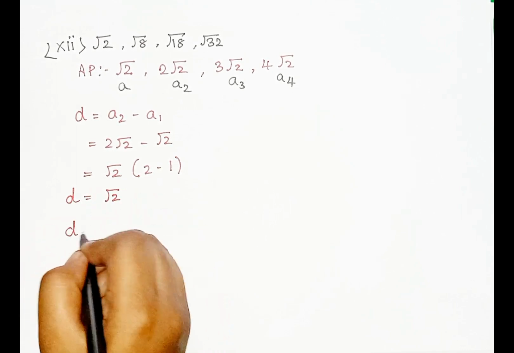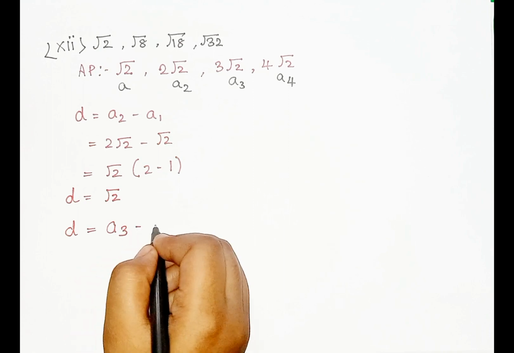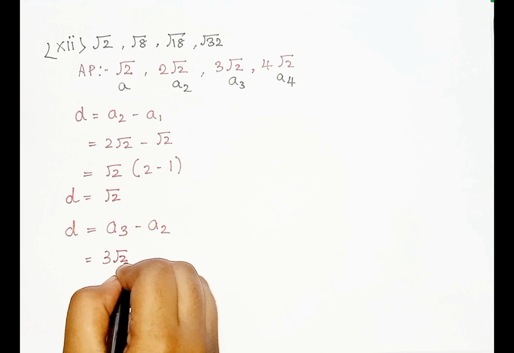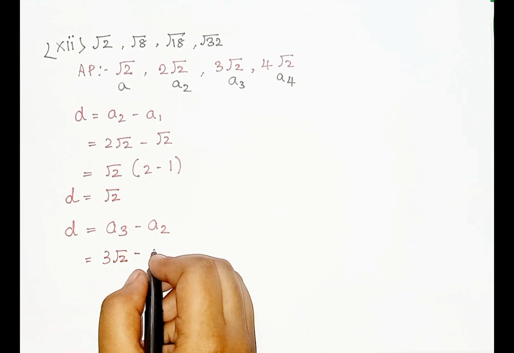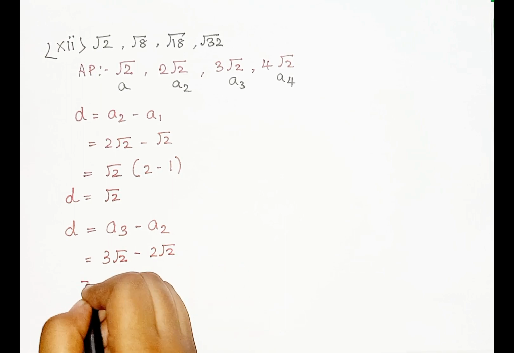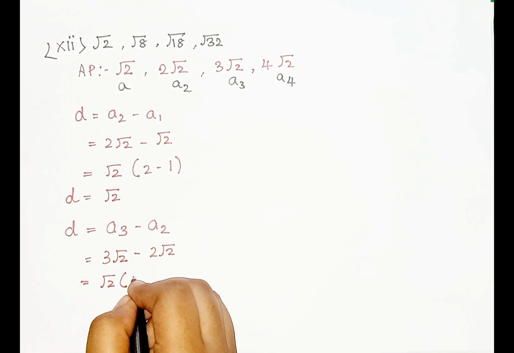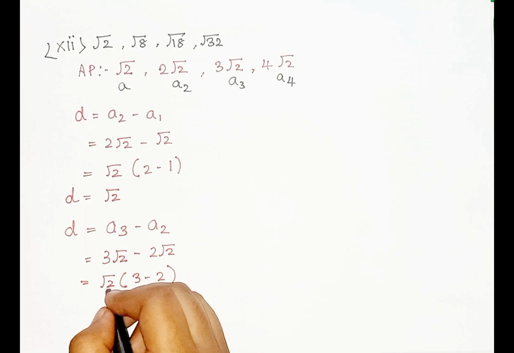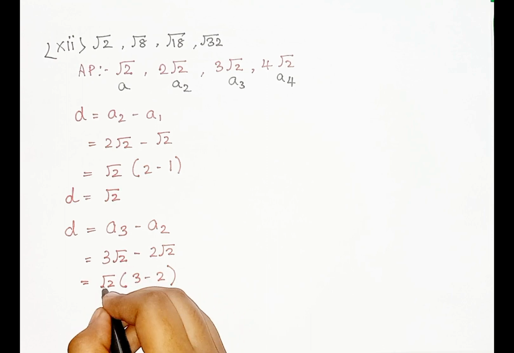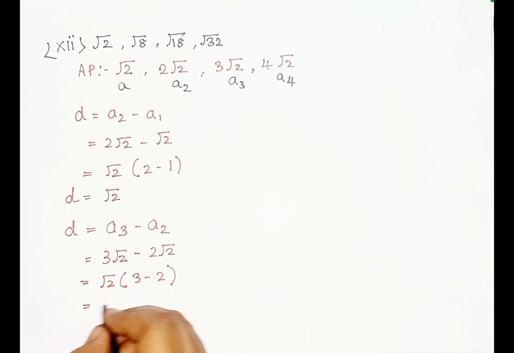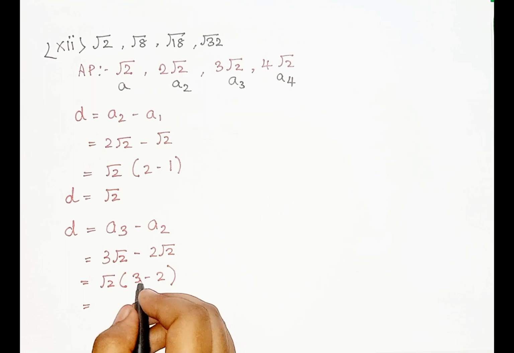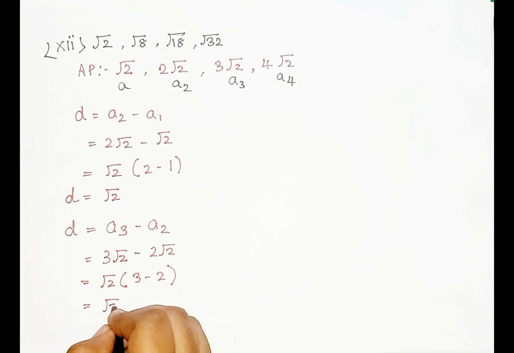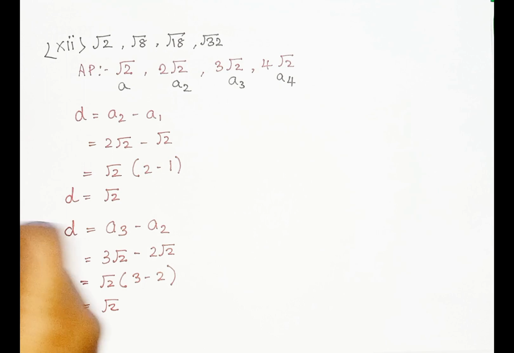Now let us find another d value, that is A3 minus A2. The A3 value is 3 root 2 minus the A2 value, 2 root 2. Here also we can take root 2 as common: 3 minus 2. So 3 into root 2 is 3 root 2 minus 2 into root 2 is minus 2 root 2. When we subtract, we'll get 1, and 1 into root 2 is root 2. So finally we got the d value.